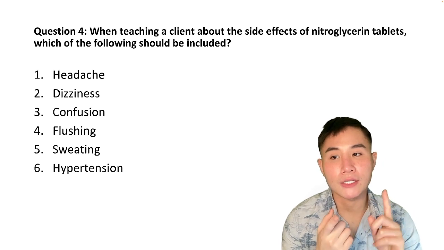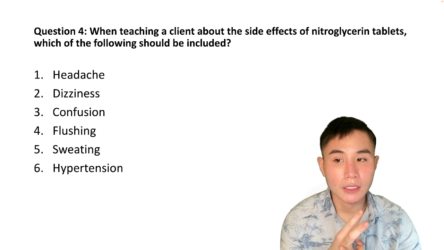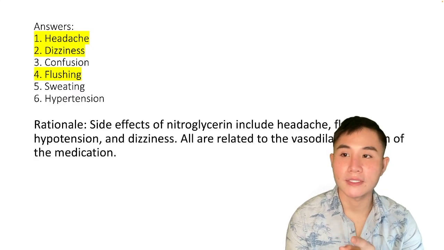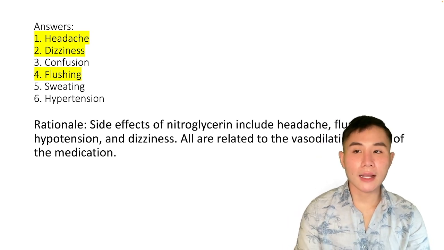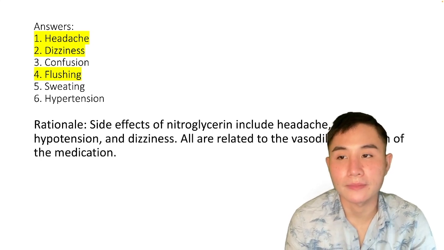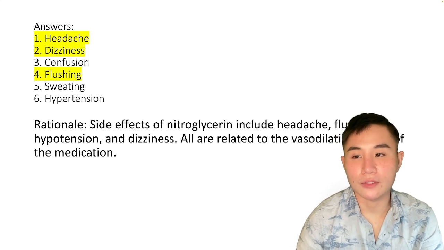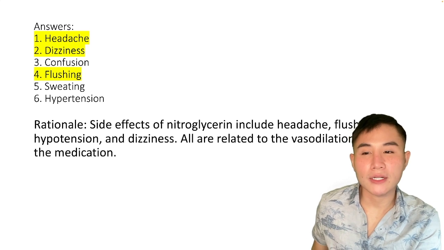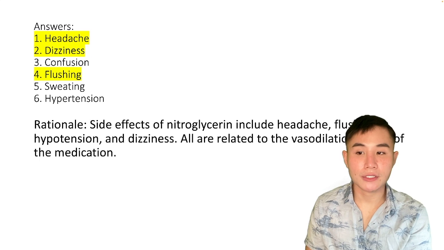Okay, so definitely headache, definitely dizziness, definitely flushing. So I'm going to go with that. 1, 2, and 4. Yay, I got it right. Headache, dizziness, and flushing. Confusion is wrong for sure. I don't know why I was debating it, but anyway, it won't cause confusion. Rationale: side effects of nitroglycerin include headache, flushing, hypotension, and dizziness. All are related to the vasodilation action of the medication.